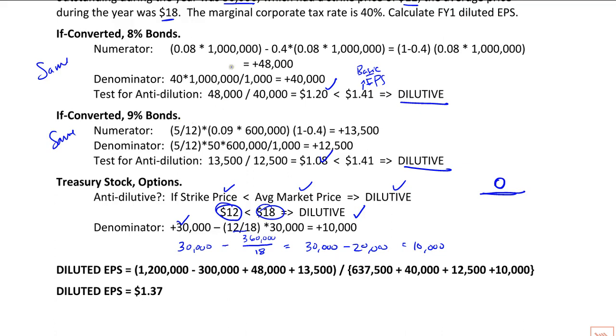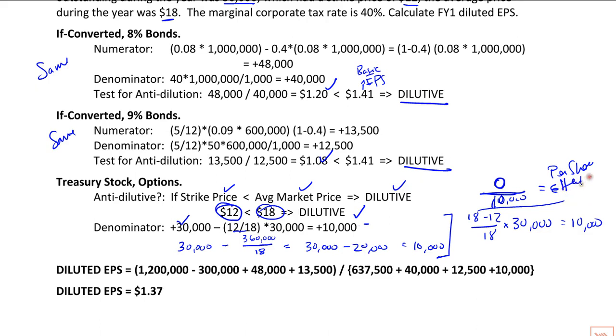There's a little easier way to do it, which is a variation on this first one. You take 18 minus 12 all over 18 times the number of options, and that will equal 10,000. So you have 0 over 10,000. The per share effect is always 0. Alright, so all we're going to do is add 10,000 to the denominator.